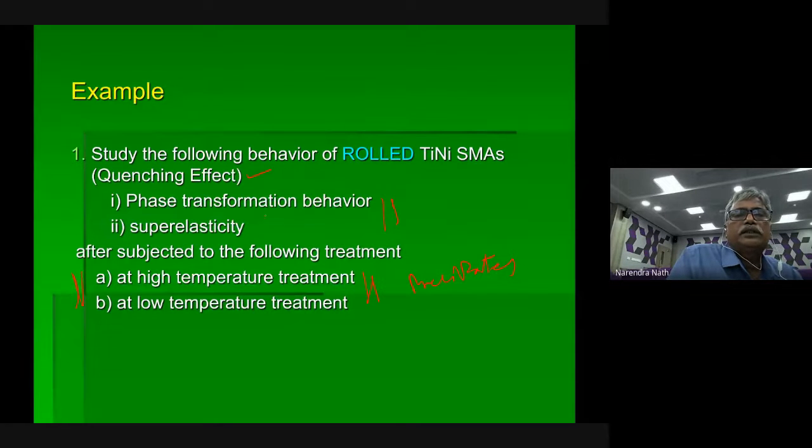Whereas this phase transformation behavior is a must, because at what temperature it goes and at what temperature it is cooling down matters. And superelasticity: when I subject this to cyclic loading, whether it truly comes back in this fashion, or goes and breaks, or stays here, so this much residual stress comes into the picture. So these studies are a must. One has to see. We will see in the next slides.